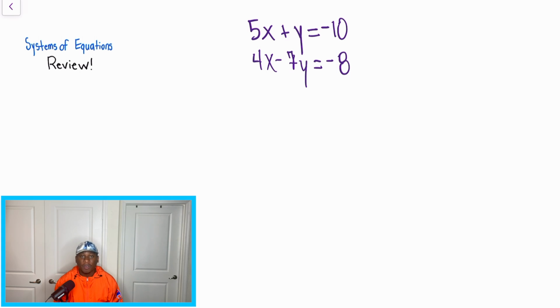I'm going to show you guys some very helpful tips and just remind you guys of how to solve and the process for systems of equations. So there's three methods, guys. We have graphing, substitution, and elimination. But today, I'm going to focus on substitution and elimination, and then we'll come back next week with graphing.